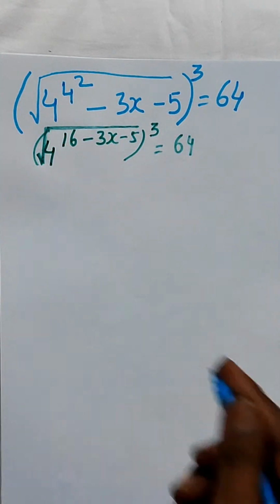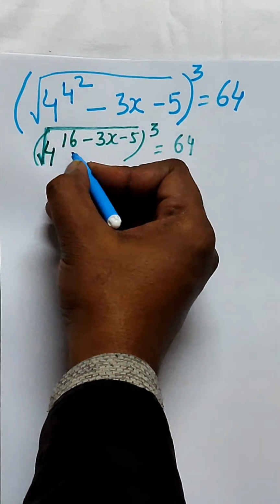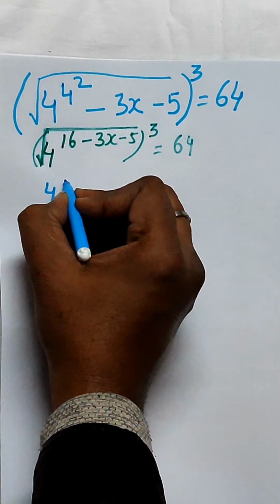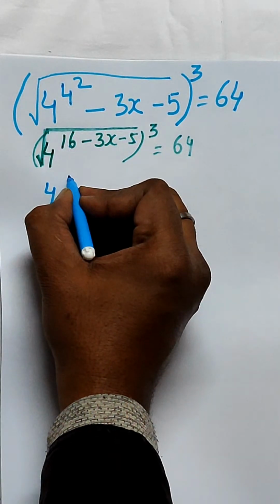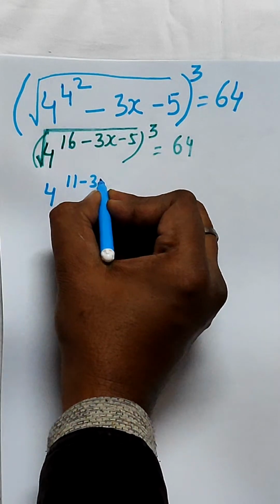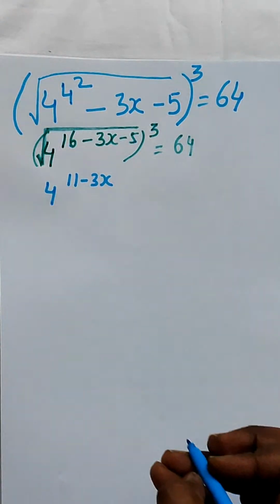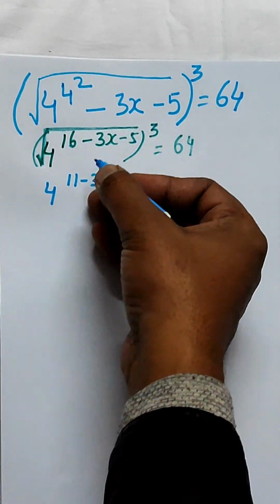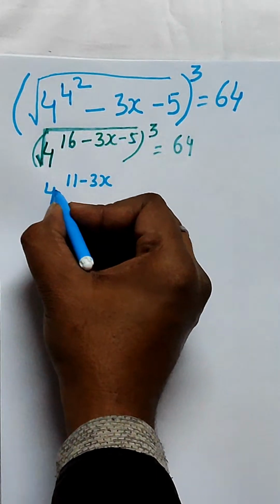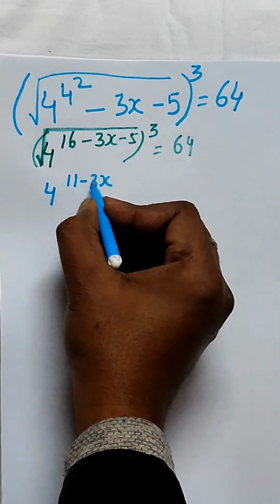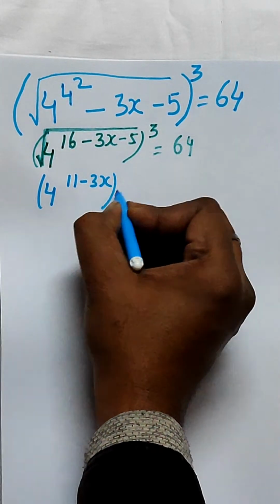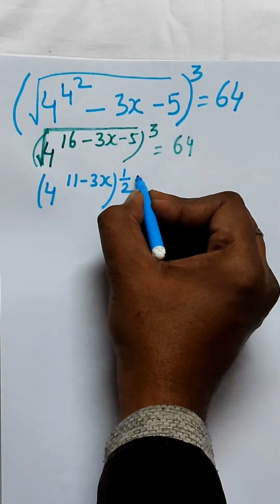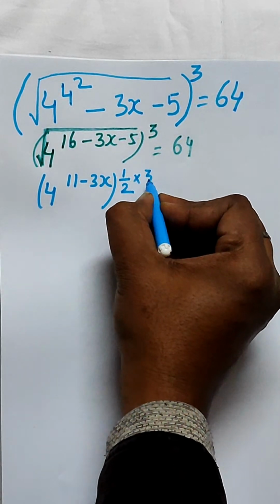Now, we know that root of any number is power 1 by 2. So, 4 to the power 16 minus 5 is coming as 11, so write it 11 minus 3x. Just simplify each and every step when you are able to do it. Whenever you are going to the next step in mathematics, just simplify the initial step where it's feasible. So 4 to the power 11 minus 3x, and root can be written as power 1 by 2, and this 3 is coming on the top, so this will be multiplied over here.